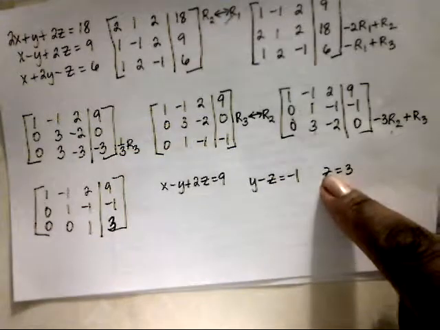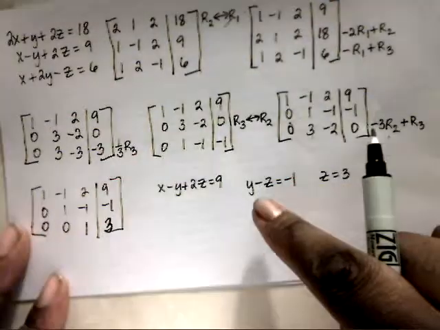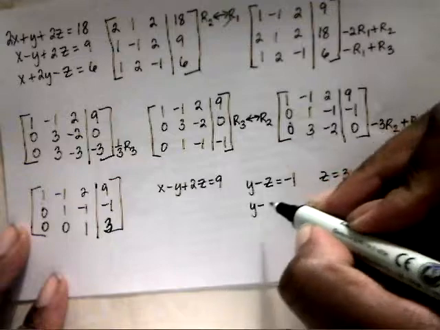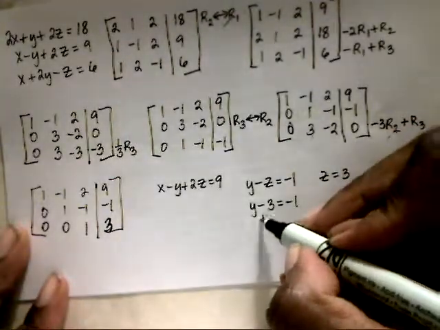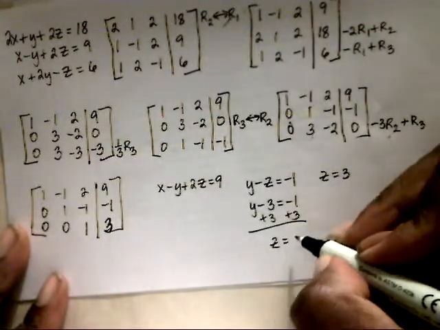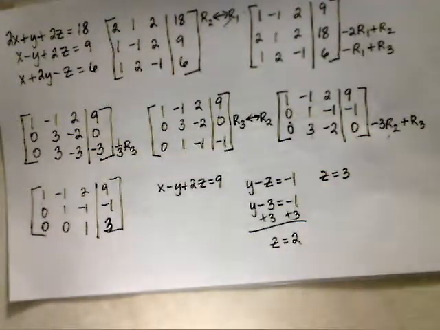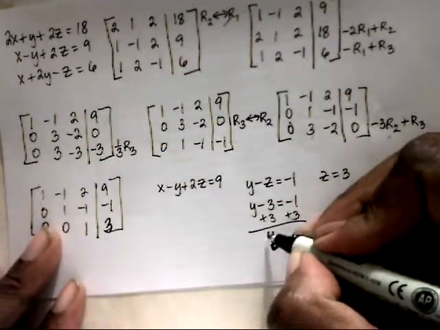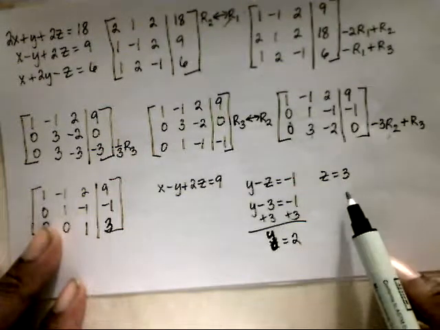Now I'm going to use z is equal to 3 and do the back substitution. So here, z is equal to 3 means I can find out what y is by replacing that z with 3. So this will be y minus 3 is equal to negative 1. And then add 3. You're going to get y is equal to 2. Y is equal to 2, z is equal to 3.